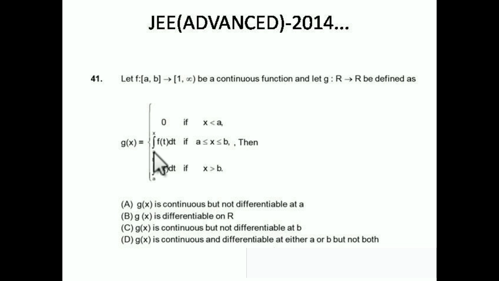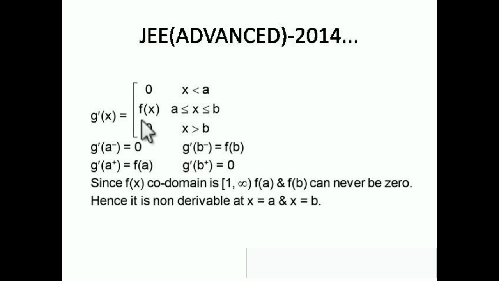So what is the Leibniz rule? Upper limit into the function into the differentiation of upper limit, minus lower limit into the function into the differentiation of lower limit. Here, upper limit into the function is f of x, and the differentiation of the upper limit x is 1, so f of x into 1, minus a into f of a into the differentiation of a, which is 0. So it becomes f of x into 1. So here you can see f of x. That's why it is important to know the Leibniz rule.